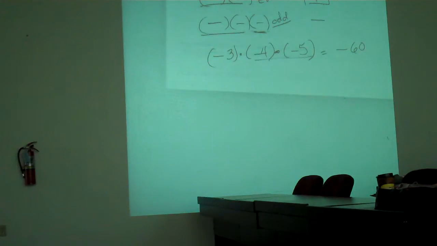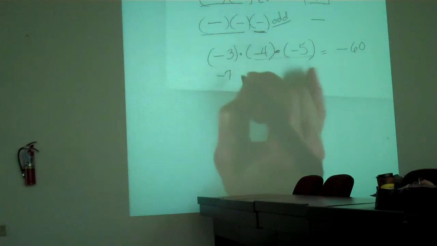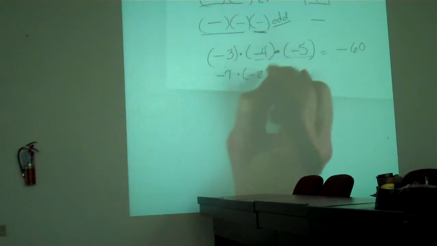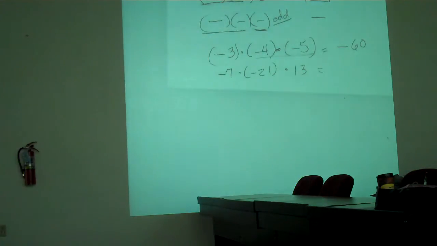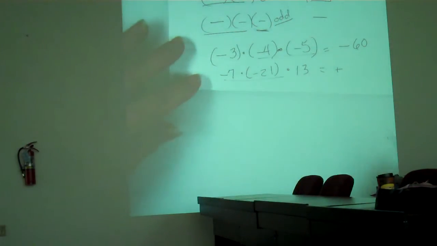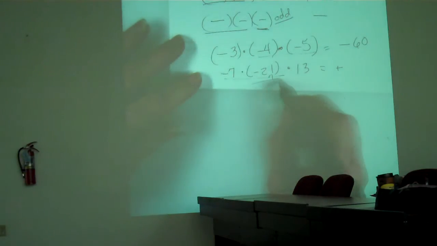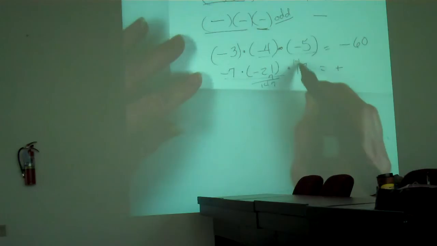Okay, how about number 47? This one you aren't going to be able to do the whole thing in your head, but you get the sign in your head. What's the sign of this one? Negative. Positive. There's 2 negatives. Positive, sorry. Okay, and then you would do like 7 times 21, 147, and then do that times 13.